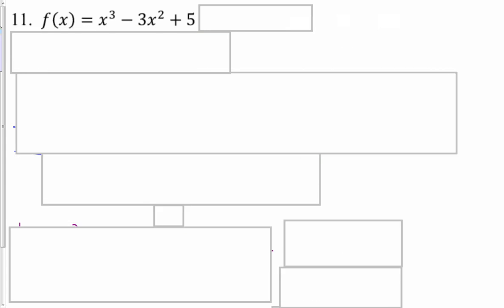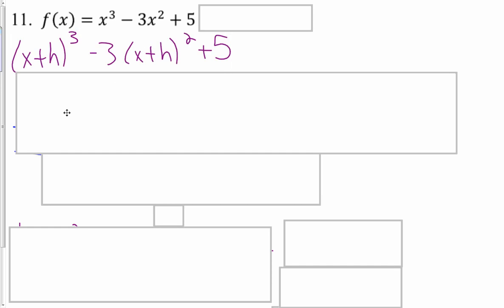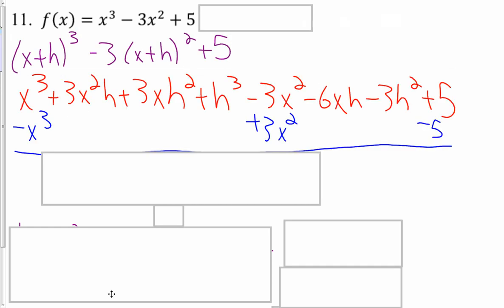One more of these to wrap us up, and we have x cubed minus 3x squared plus 5. And so we're going to need to do (x plus h) cubed minus 3 times (x plus h) squared plus 5. So quite a long problem. x cubed plus 3x squared h plus 3x h squared plus h cubed is just that. Minus 3 times (x squared plus 2xh plus h squared), and we get minus 3x squared minus 6xh and minus 3h squared. And the plus 5 finally gets written way over here.